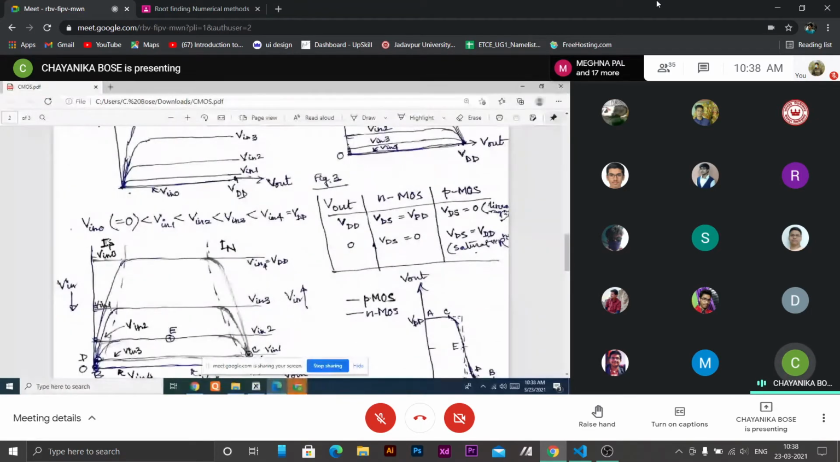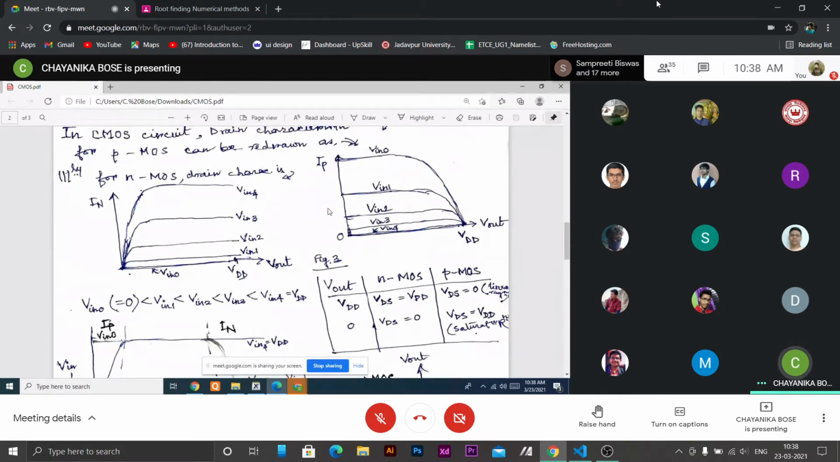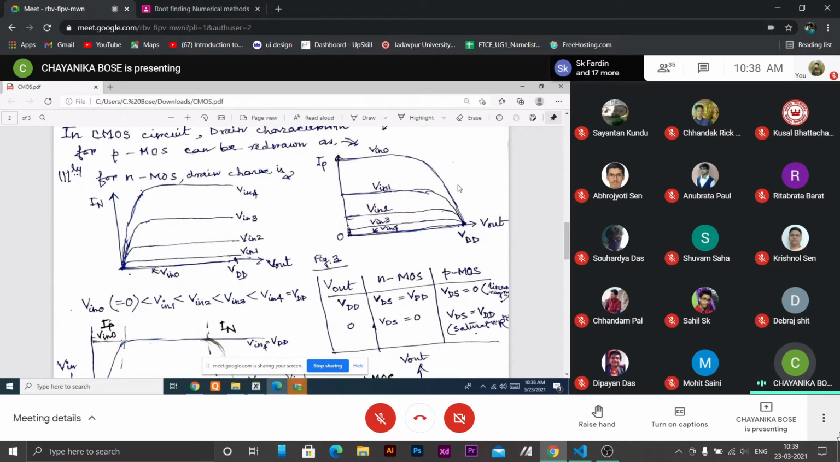This is our different gate voltages, because the input terminal is the gate terminal of both MOS. Then V input 0 is 0, and V input 4 is the largest value, VDD, and in between these will appear in the range from 0 to VDD. So different gate voltages will appear. For different gate voltages, for PMOS, when it is 0 our source is at VDD, so when input voltage is 0, maximum current will flow.